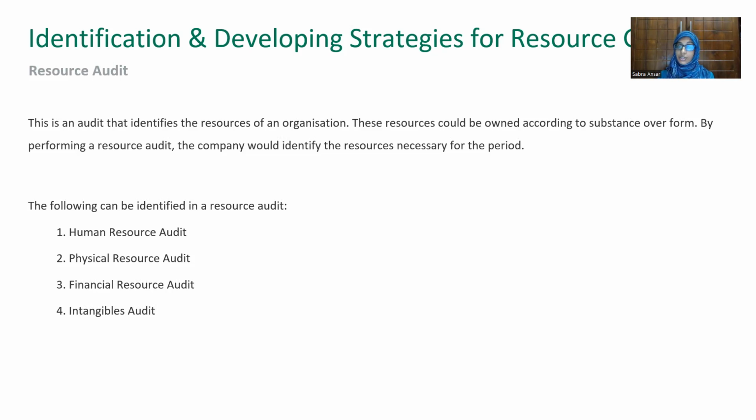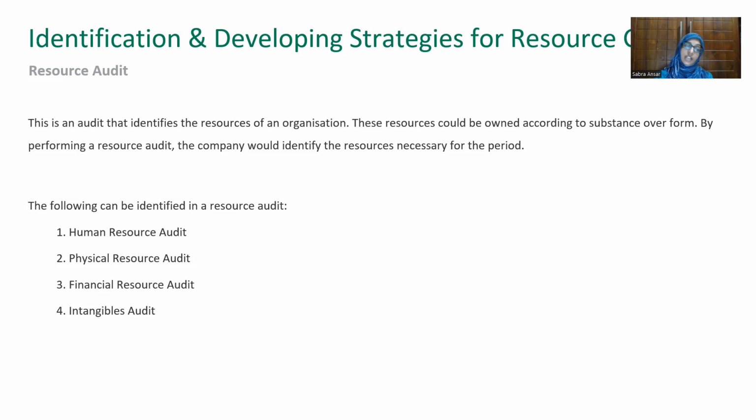So in a resource audit, the following can be identified. There are 4 sections, where one would be the human resource audit. Can you remember in the first lesson I talked about 4 types of resources? I said there is a human resource. What we do is a count of the human resource. That is the auditing of human resource, and that is what you call the human resource audit.